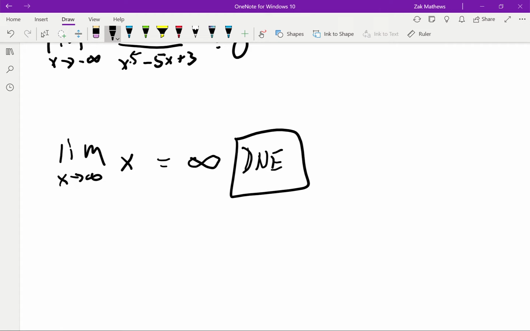And so the fact that it's going to infinity tells us something about the function. I will always write that that limit is equal to infinity or negative infinity, but really what it's telling us is the limit doesn't exist. If you see a limit equal to infinity, that does not exist.